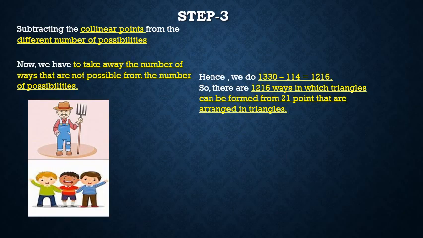We just need to do one more step, subtracting the collinear points from the different number of possibilities. In this step, we do the number of possibilities minus the number of ways that are not possible. Hence, we do 1330 minus 114, which is 1216. So, there are 1216 ways in which triangles can be formed from 21 points that are arranged in triangles.